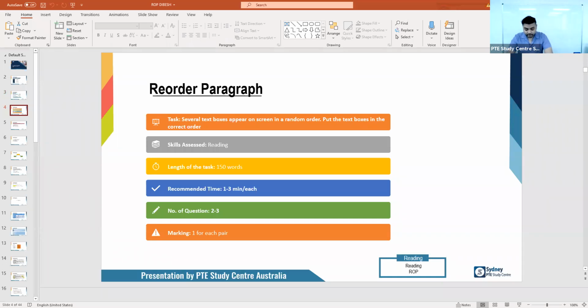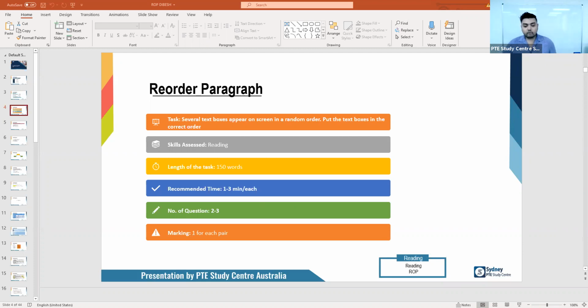It falls under the category of medium priority task. The score contribution from the reorder paragraph is 6%. It only contributes 6% towards your reading section, only towards your reading section.